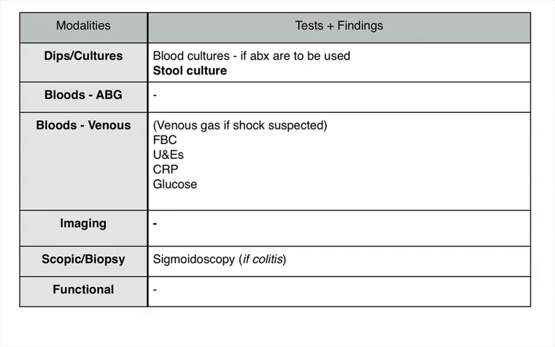Basic blood tests are important, to do a full blood count, use these particularly to look at the level of dehydration, CRP, and of course glucose. If the child does develop colitis, then you can do a sigmoidoscopy, although this is pretty rare.